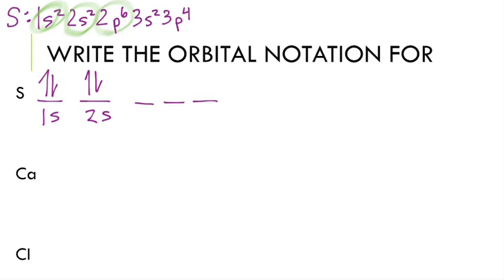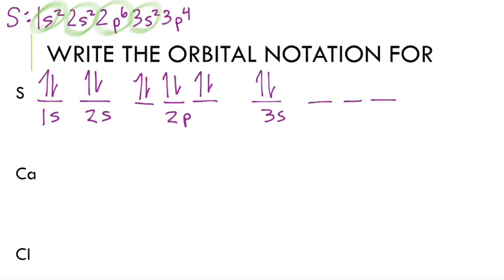2p6. P's get 3 lines. All of them share that 2p label, and then we're filling them all with doubled up electrons because we need 6 electrons on those 3 lines. Then 3s2, s's get 1 line. That gets 2 arrows because of the exponent. And then 3p4. 3p means 3 lines. 4 arrows means just like oxygen, we're going to have doubled up arrows on that first blank and then up arrows on the next 2. And just like oxygen, because these have some very similar ending configurations on the outermost layer, they're going to have some very similar reactivities.